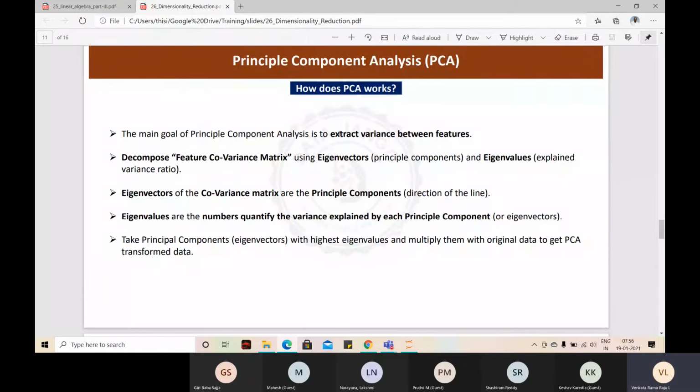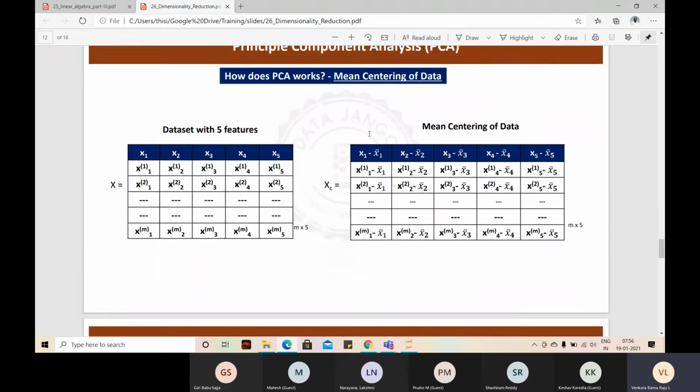So this point is very important. The main goal of PCA is to extract variance between features. The first point for eigenvector eigenvalue decomposition is that the matrix should be a square matrix. On a rectangular matrix, we cannot apply eigenvalue decomposition. That's the first thing. And PCA is trying to extract the variance, so we need to create a covariance matrix of our data. See this? This is my data, right?